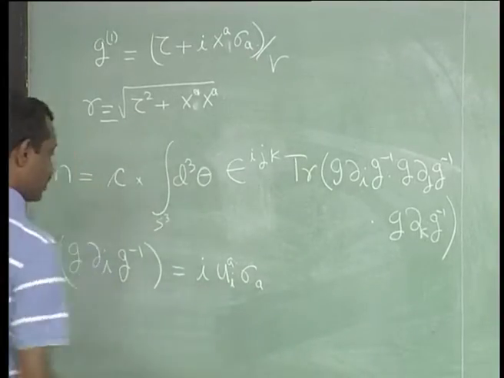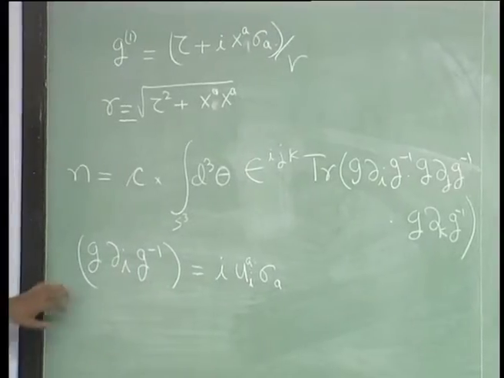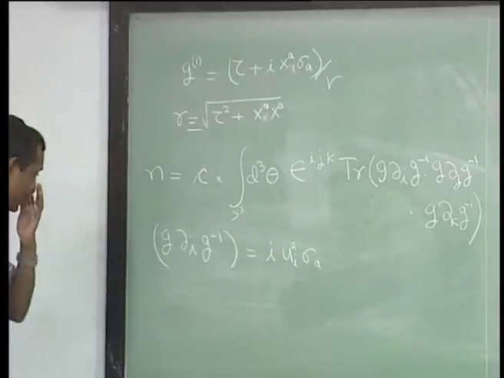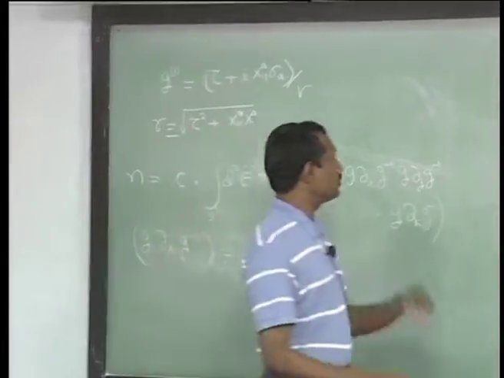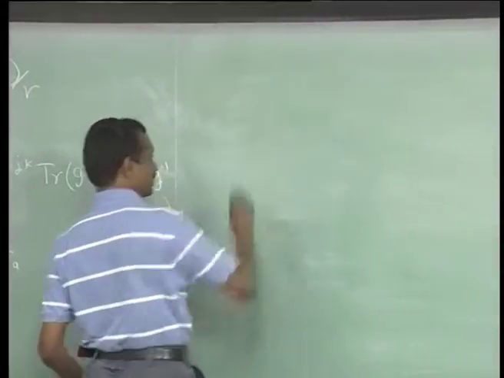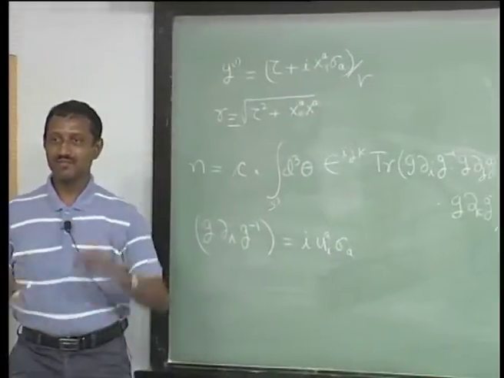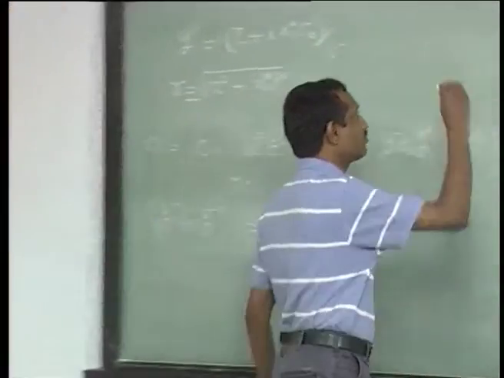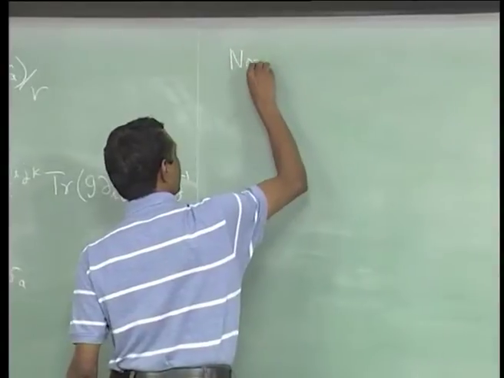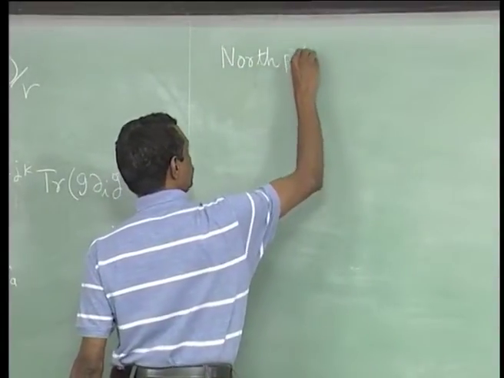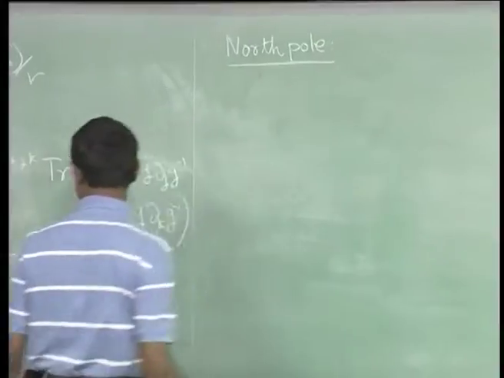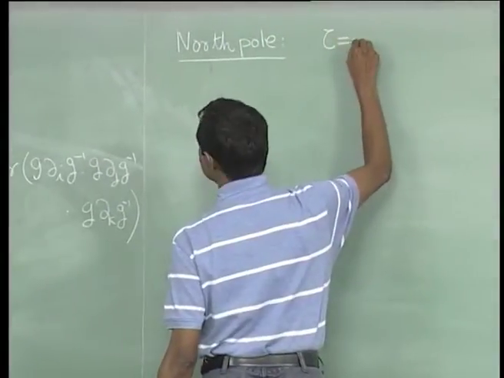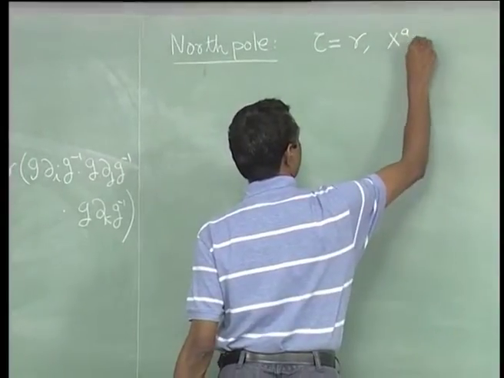Now the thing is that we will use a nice trick out here to compute this number, and let us see how that goes. What you do is, let us think of the analog of the north pole. We are on a 3 sphere and we can pick any point on it, but we will just choose what we will call the north pole. The north pole will be this point tau equal to r and all the x a's being 0.